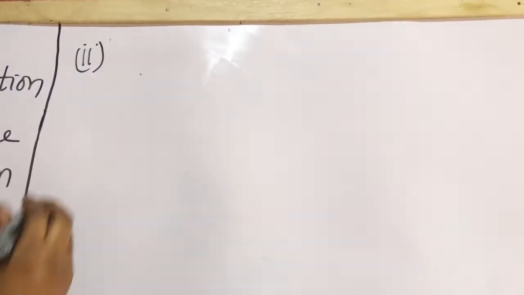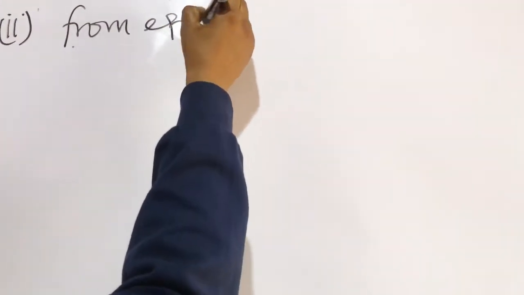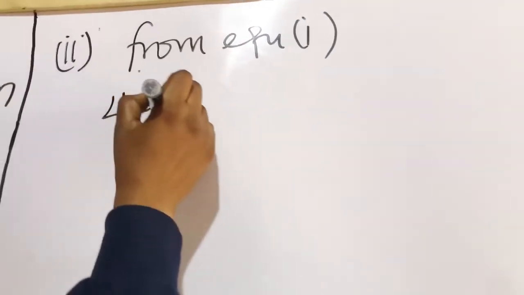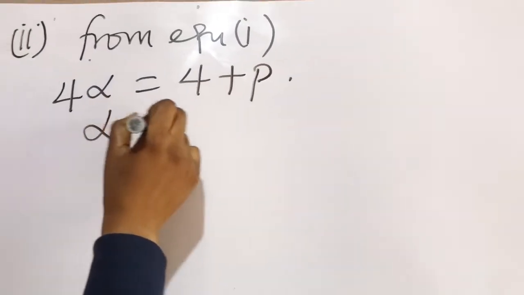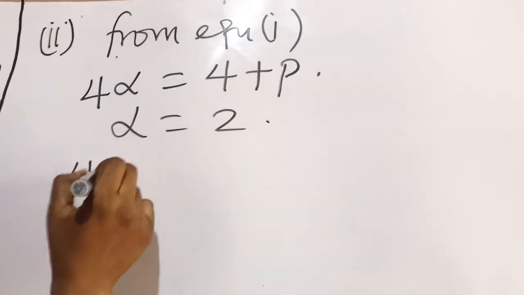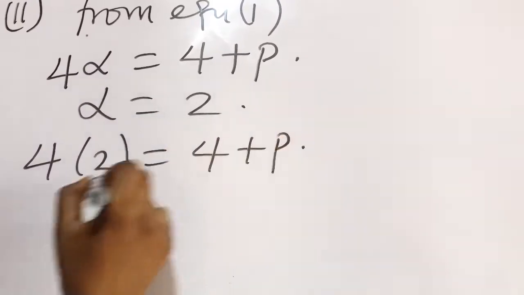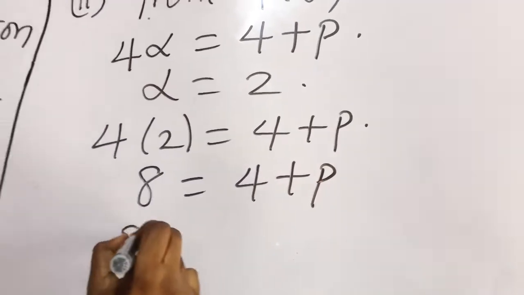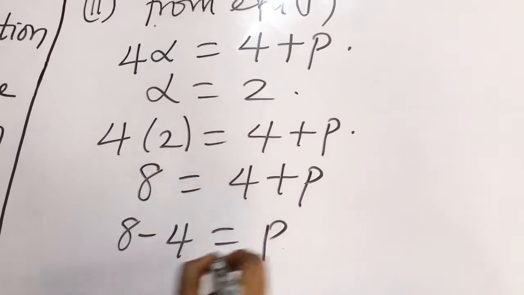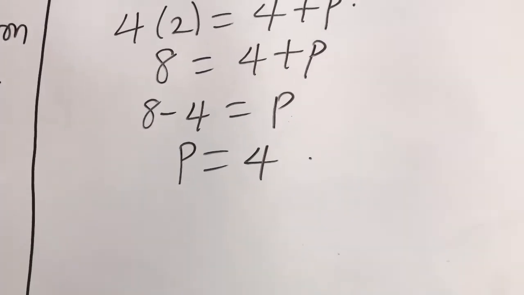Now from equation 1, we have 4 alpha is equal to 4 plus p, and alpha is equal to 2. So 4 multiplied by 2 is equal to 4 plus p. So 8 is equal to 4 plus p. 8 minus 4 is equal to p. p is equal to 4. So that is that. You can see it is very simple.